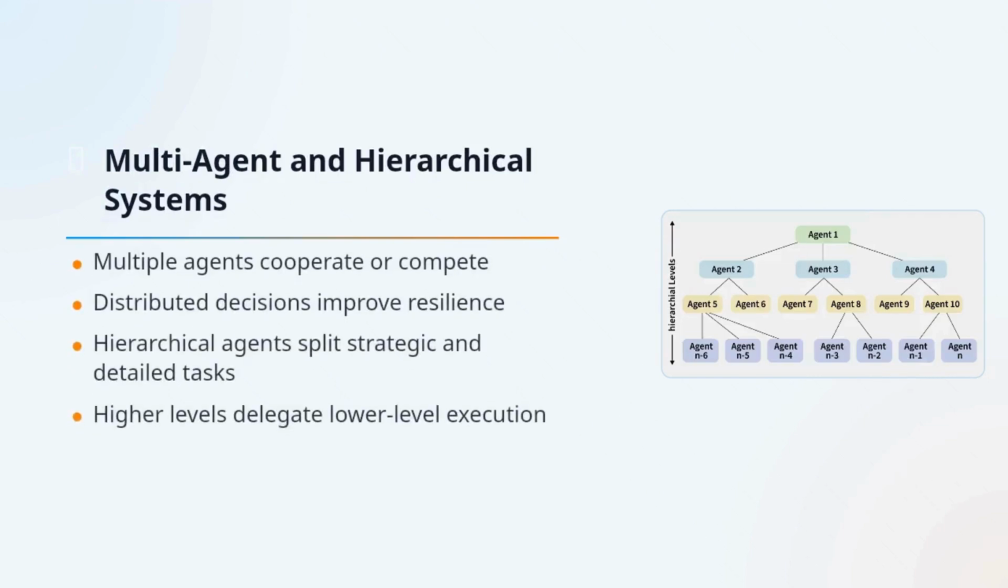In multi-agent systems, many autonomous agents interact inside the same environment. They may cooperate, compete, or do a mix of both, and because control is distributed, the system can remain resilient even if one part fails. Hierarchical agents organize decision-making across levels, where top layers handle strategy and lower layers handle detailed execution. That layered structure makes complex systems easier to manage.